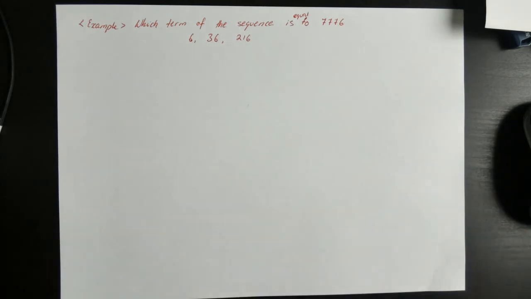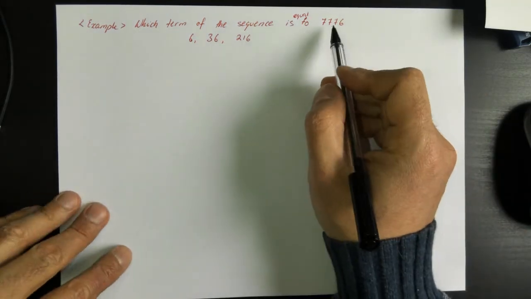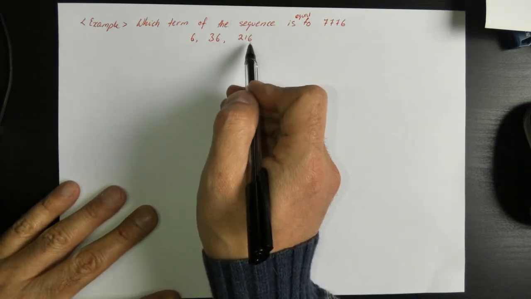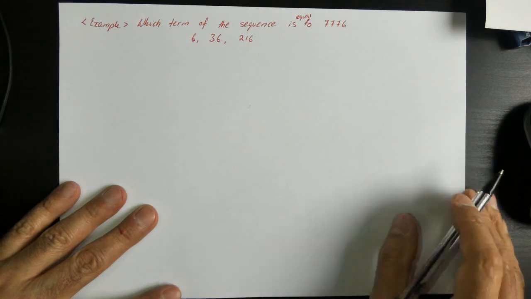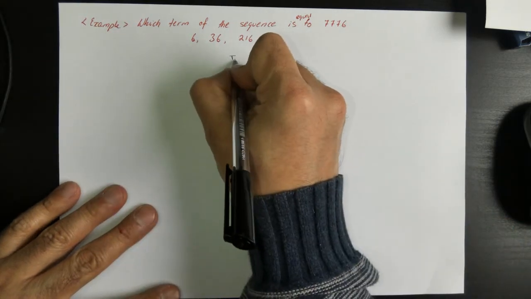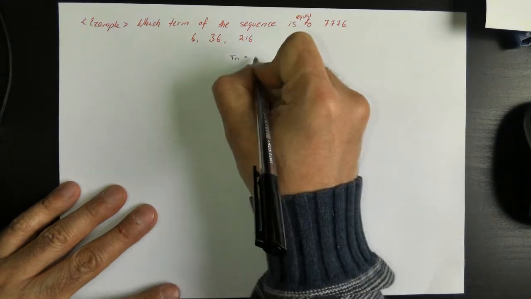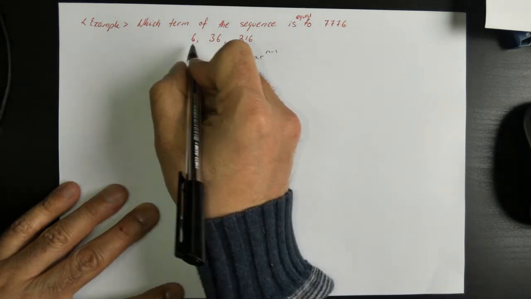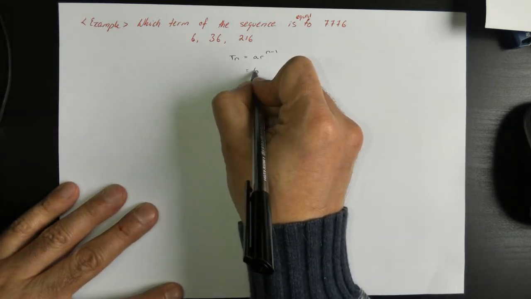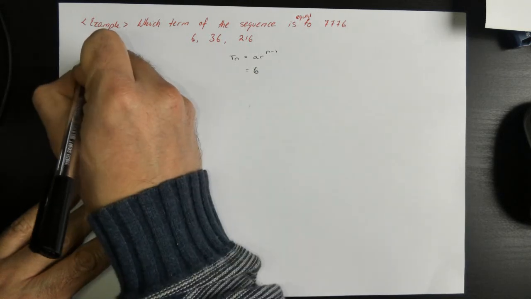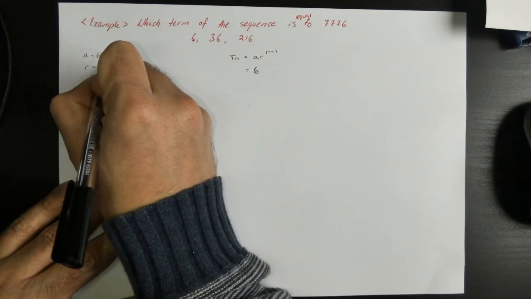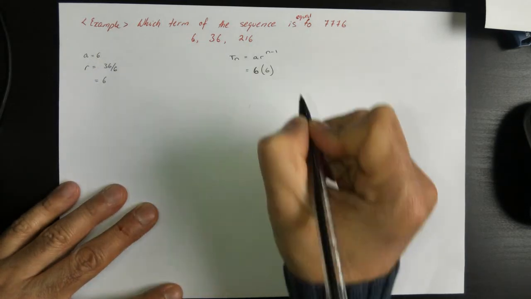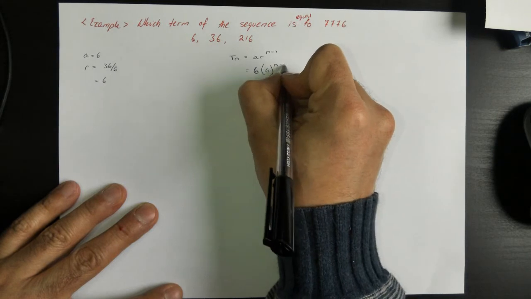Alright, so we want to find which term of the sequence is equal to 7,776 if we have this sequence, 6, 36, 216. Okay. So remember that we have the formula Tn is equal to A R to the n minus 1. So we know what A is. We know that's 6. We know what R is, because that's 36 divided by 6, which is 6. We don't know what n is.